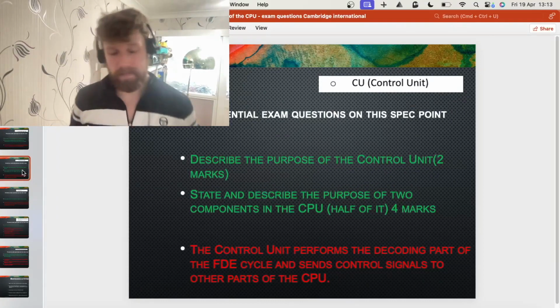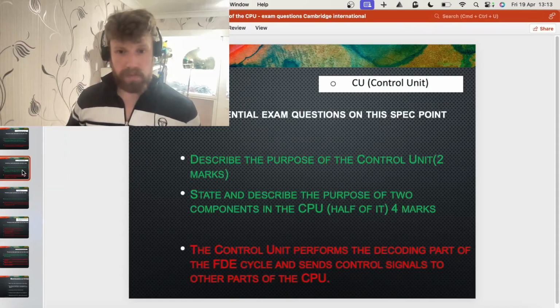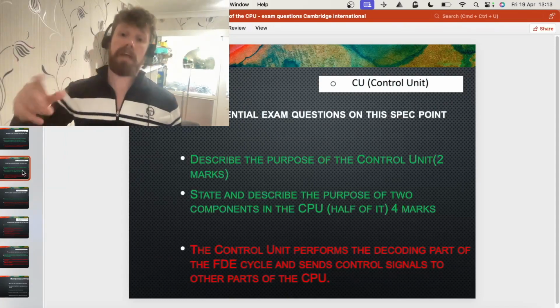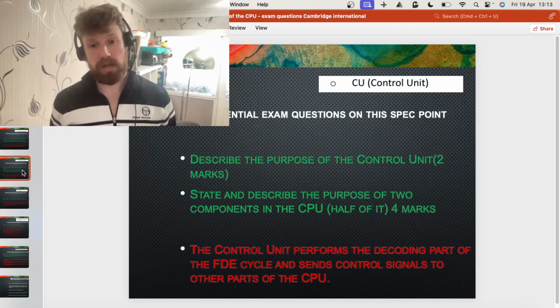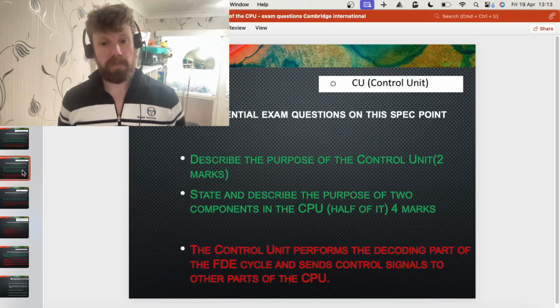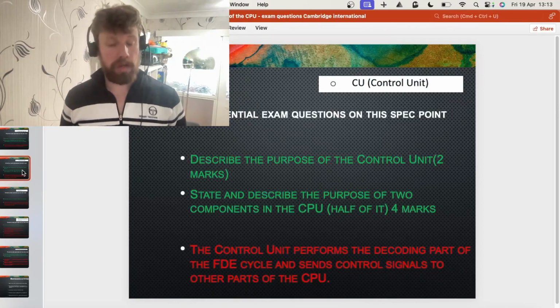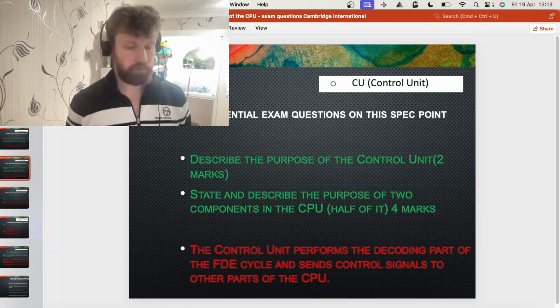The control unit. Again, very similar to the last question: describe the purpose of it, and then you can use this as the second half of the second question there. What the control unit does is it performs the decoding part of the FDE cycle and sends control signals to other parts of the CPU.